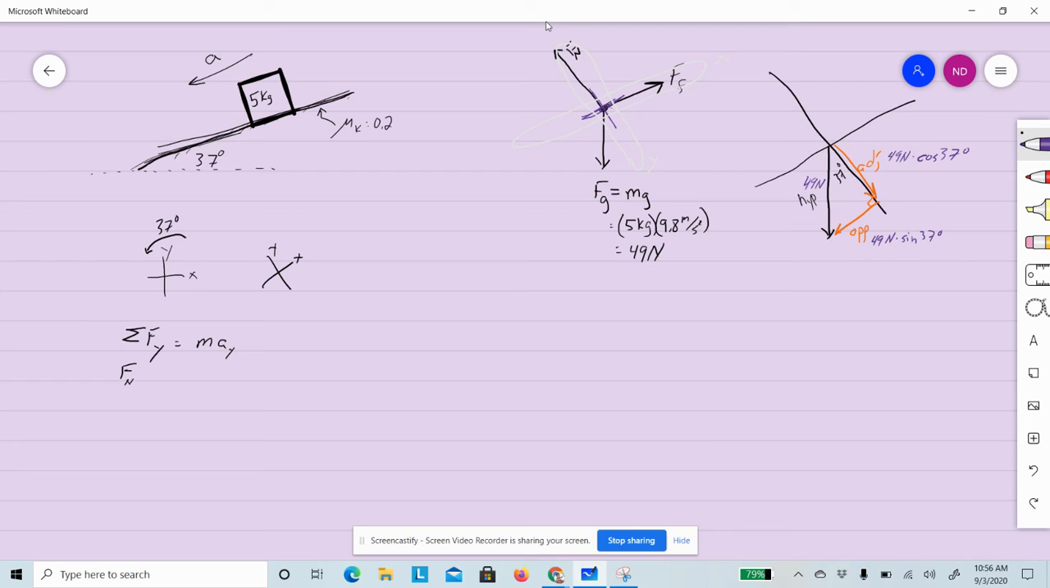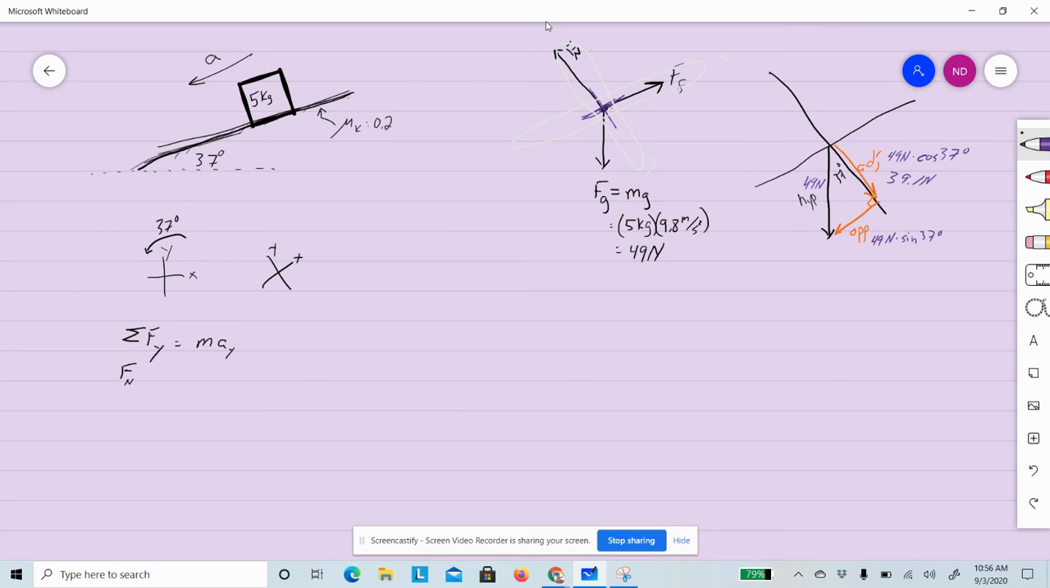All right, doing some math. 49 times the cosine of 37. Cosine of 37 is just about 0.8. 49 times that is about 39.1. So this is going to be 39.1 newtons.